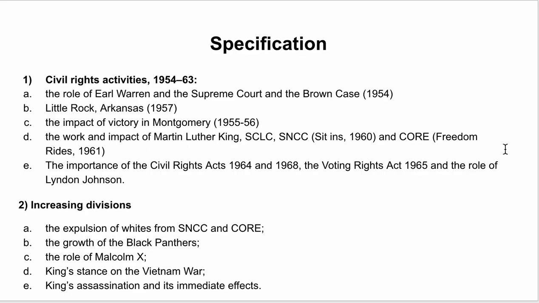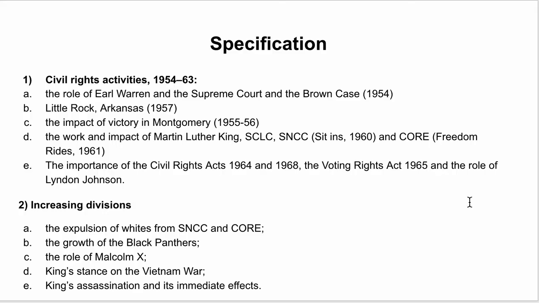All right, so in terms of the specification, this is really chronological. There's two main points. Civil rights activities 54 to 63, and then increasing divisions, really post 64, 65 up to 68. So in terms of the first bullet point, it really starts with the Brown versus Board of Education decision in 54, which overturns segregated schooling, and it says that segregated schooling is unconstitutional.